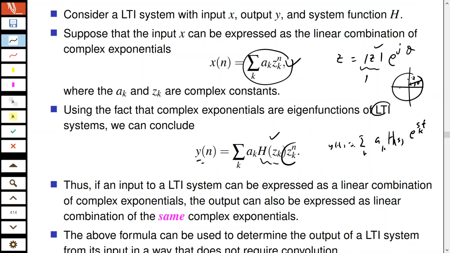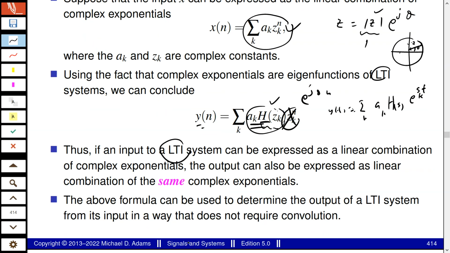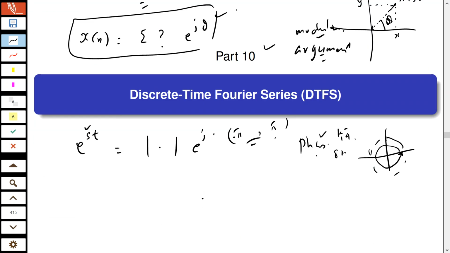When you set this z to exponential j theta n, these things do not depend on time. That is why we call them LTI. LTI means that the only variation will come from the signal, not from the system. You get that? So let me draw a diagram and you will understand this better.